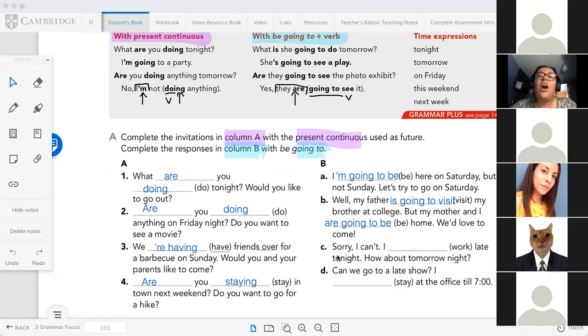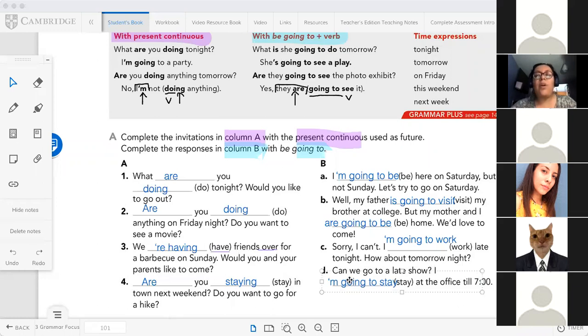We'd love to come. Oh, sorry, I can't. I am going to work late tonight. Okay, very good. That's it. I'm going to work late tonight. And finally, can we go to a late show? I am going to stay at the office till 7. There we go. That's it.